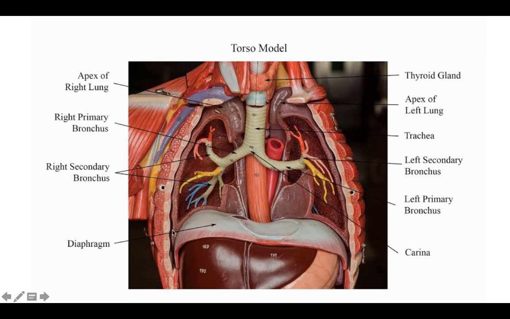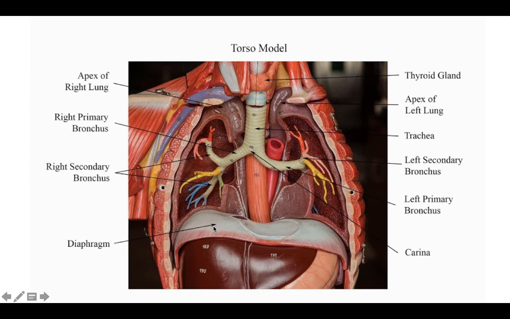So again, this is very important to know. You need to know those important structures in case for some reason there was ever damage or air got into that pleural cavity. It can cause all kinds of problems. So there's that.